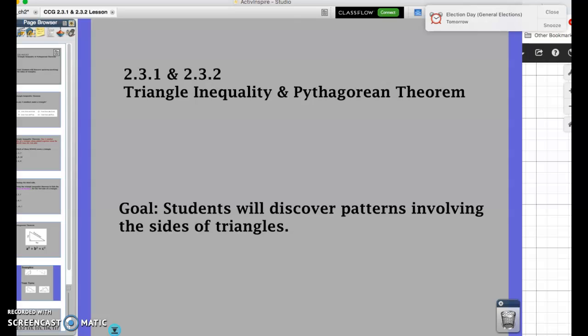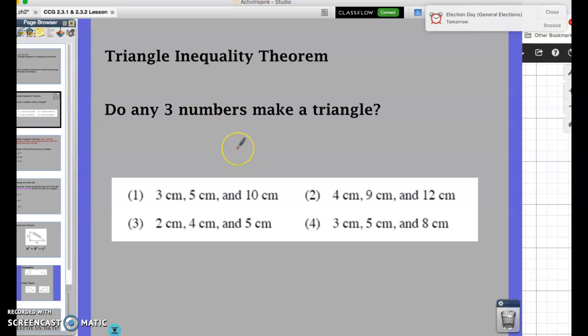Hi guys, so we're going to look at the triangle inequality and the Pythagorean theorems today. So we're going to look at what different lengths of a triangle we can have. Alright, so our triangle inequality theorem. Do any three numbers make a triangle?